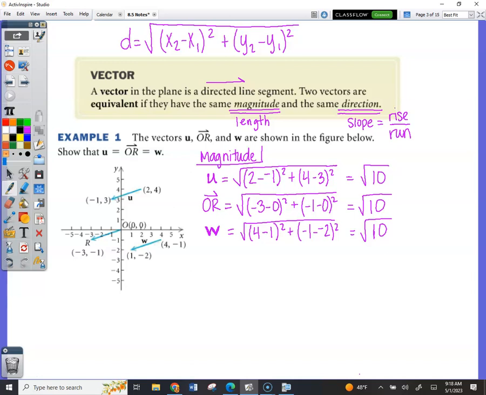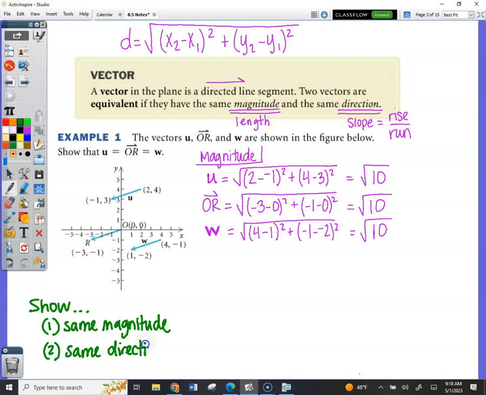You need to know that there's two parts to showing vectors are equal, and it's written right here. There's two parts. You want to take notes for yourself for practice problems. You have to show one, same magnitude. Second part is same direction. Well, the magnitude comes from the distance formula, and then the direction comes from the slope.